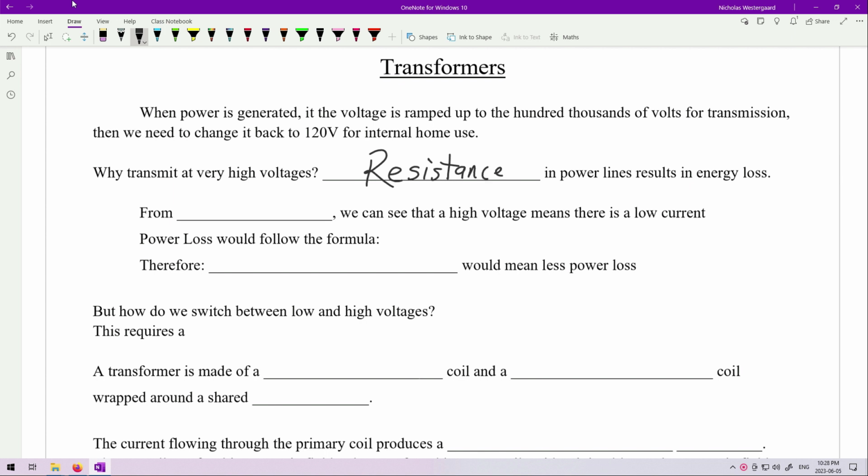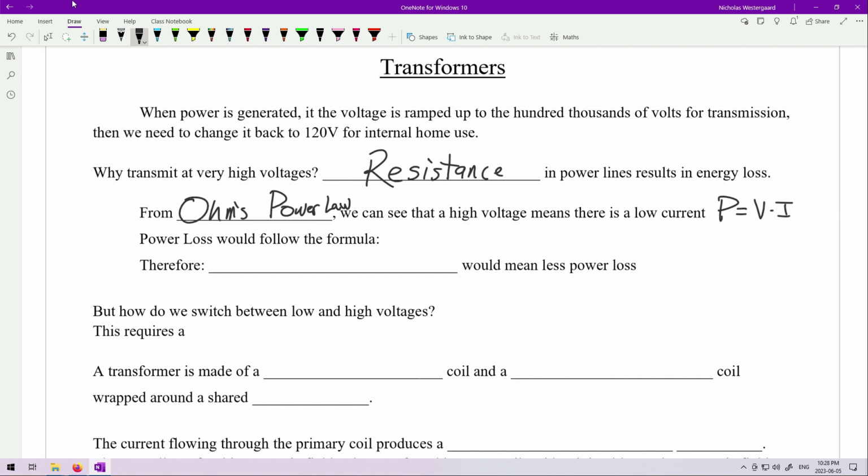And so if you're paying attention to Ohm's power law that you might remember from grade 11, high voltage means that there would be a low current, right? Power is equal to V times I. So for any given power, if we have a high voltage, that means a low current. So the power loss follows this formula.